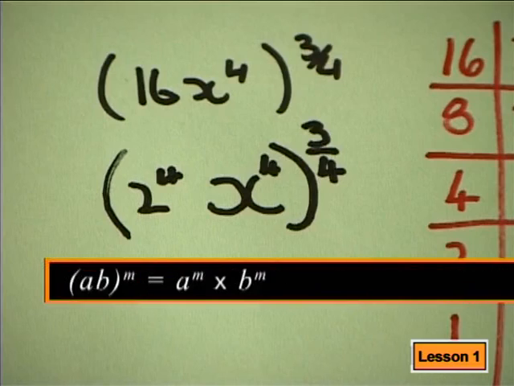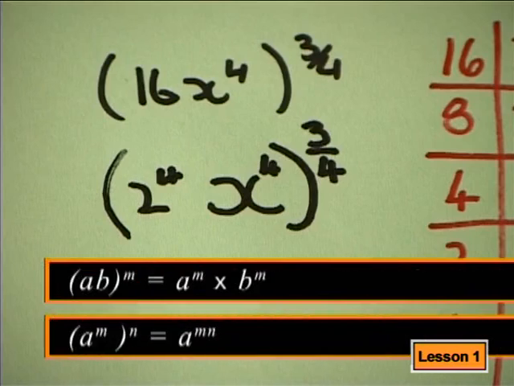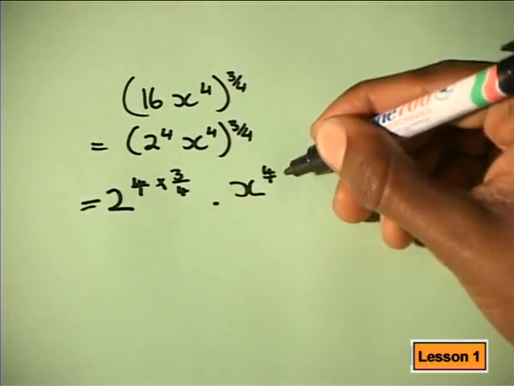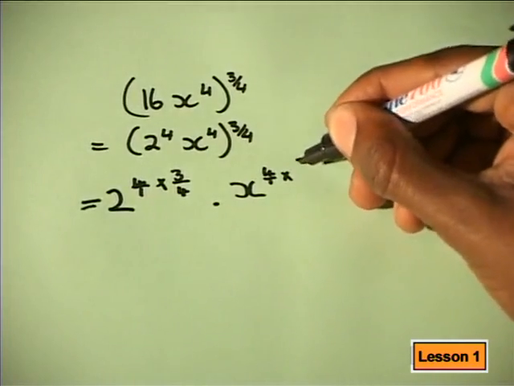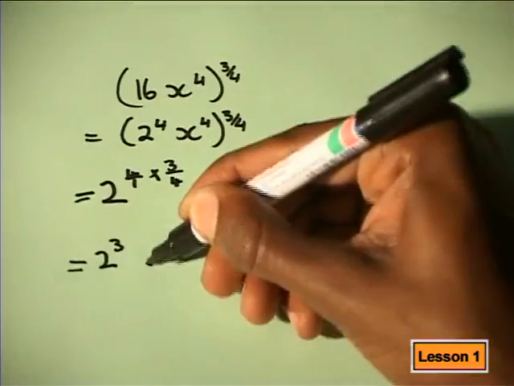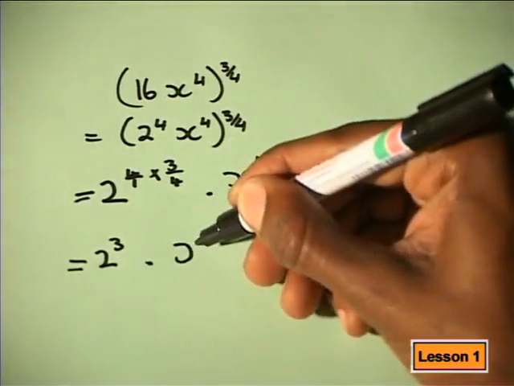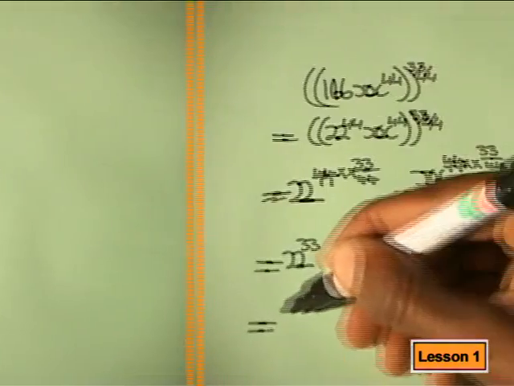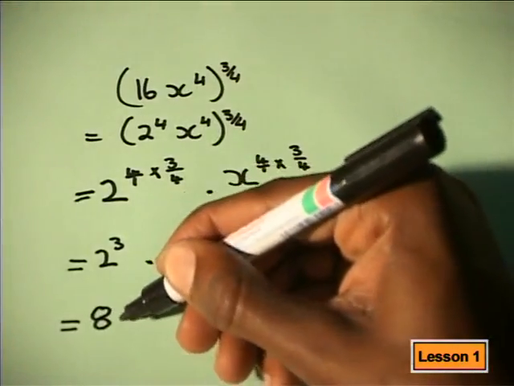Now if two bases are multiplied and raised to a common power, then both bases take the power. Also, if you raise a power to a power, you multiply the powers. So, we get 2 to the power 4 times 3 over 4, and x to the power 4 times 3 over 4. If we simplify the powers, we get 2 to the power 3 times x to the power 3, which is 8x cubed.